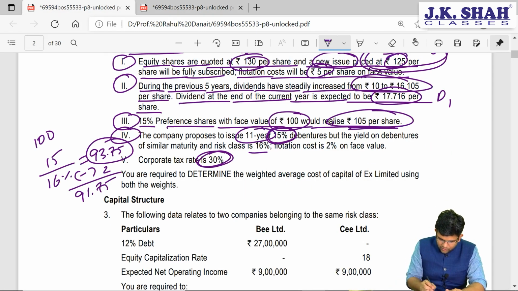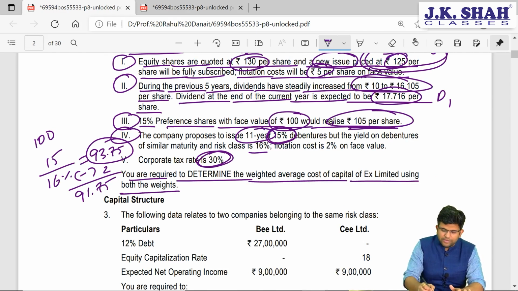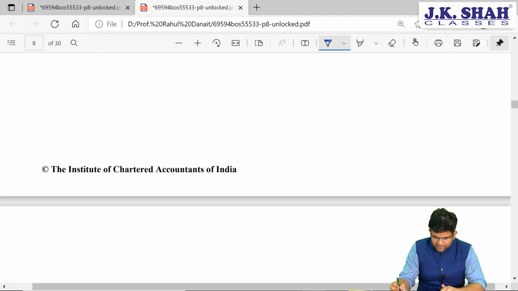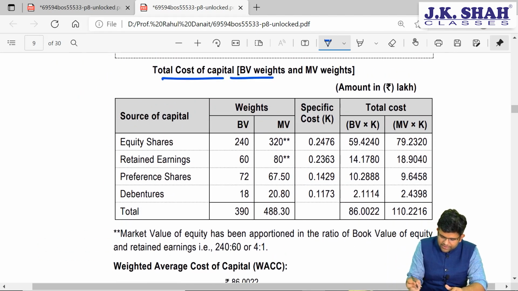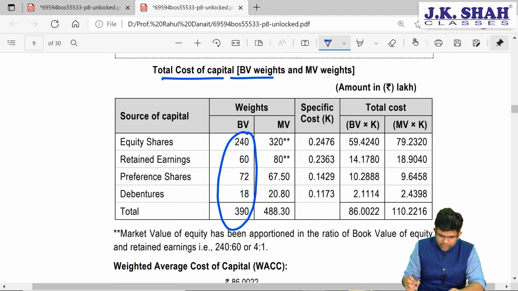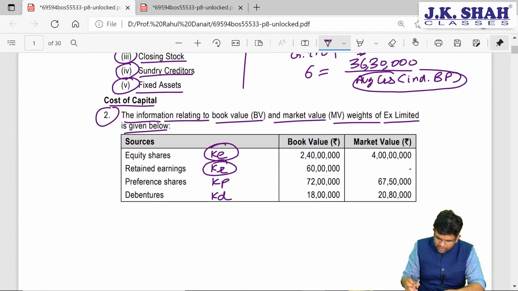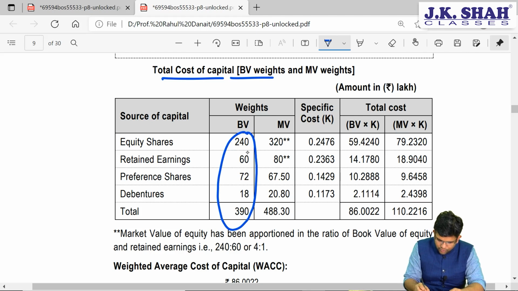So with that, children, we now have the KE, the KR, the KP and the KD. What are they asking? You are required to determine the WACC of this company using both the weights. So first of all, children, let's talk about the book value weights. Students, if I am calculating WACC using book value weights, these amounts are given to you in the question itself. I'll show it to you. Correct? These amounts are given to you: 240, 60, 72 and 18.